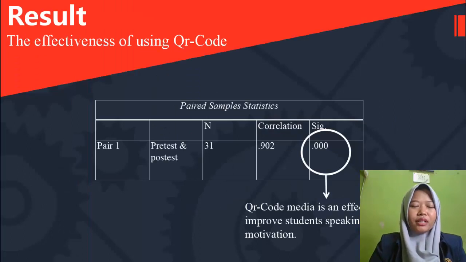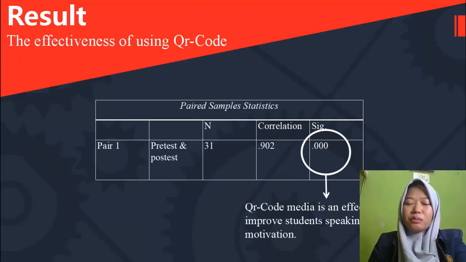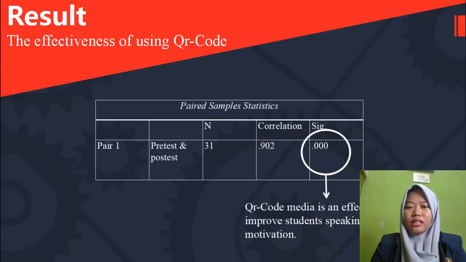Next, the effectiveness of using QR code in speaking skill. The research showed that the sig of the paired sample statistic is 0.000. It means that QR code media is an effective media to improve student speaking skill and motivation, because according to some experts, if the sig of the paired sample statistic is less than 0.05, it means that there is a significant difference between pre-test and post-test.